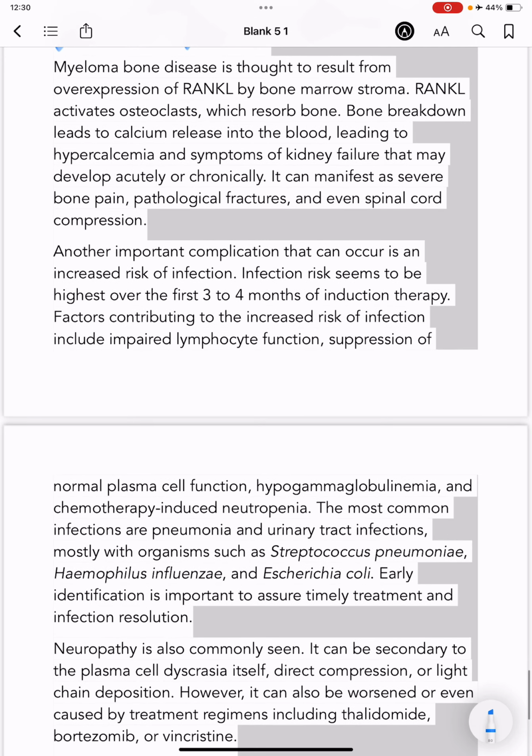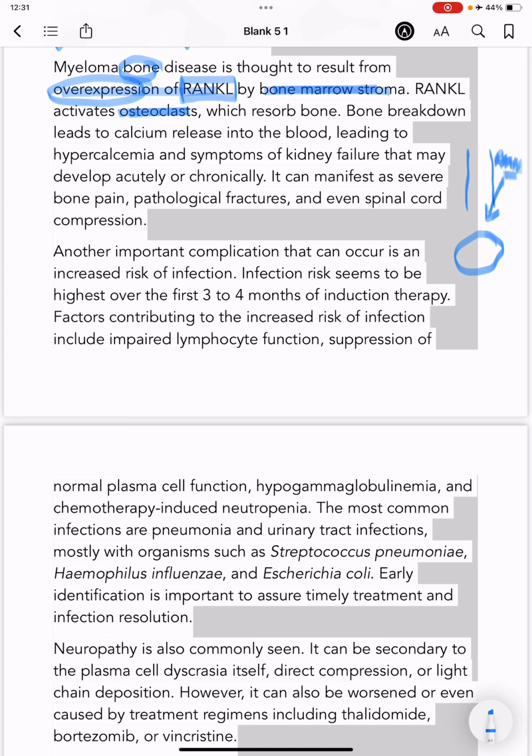So myeloma bone disease. Why this bone disease in myeloma? Because of the overexpression of RANKL by bone marrow stroma. Bone is there, bone marrow is there. So the bone marrow stroma, it will produce RANKL. So what is this RANKL? Overexpression of this RANKL. So what will it activate? It will activate the osteoclast. So this RANKL, which is produced by the bone marrow stroma, activates osteoclast.